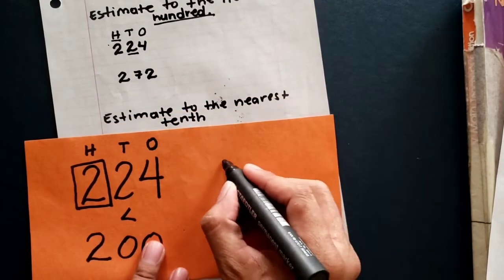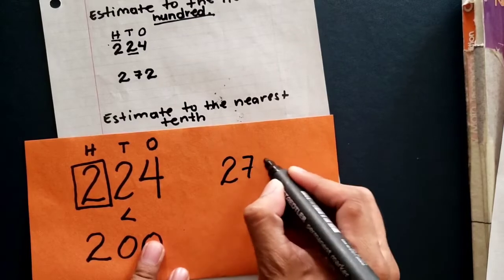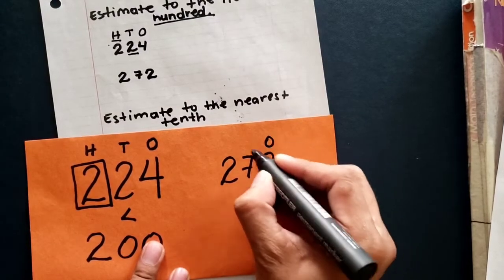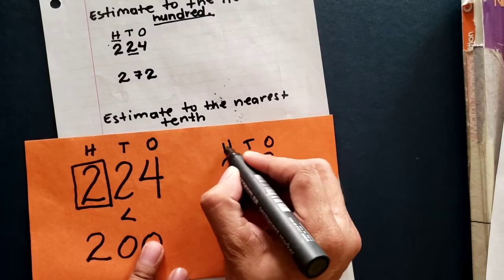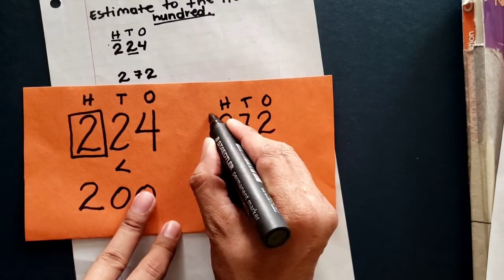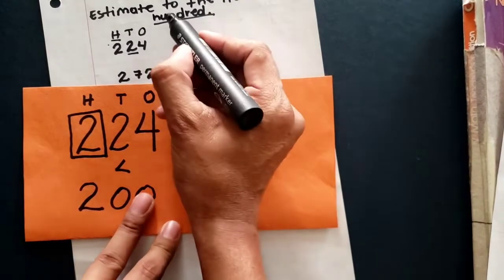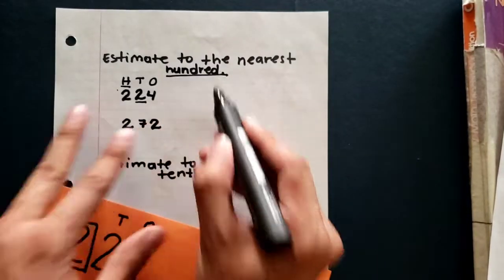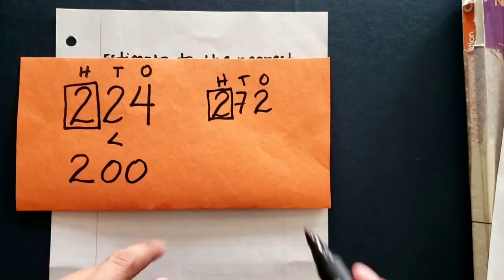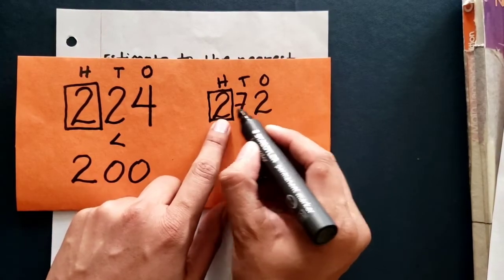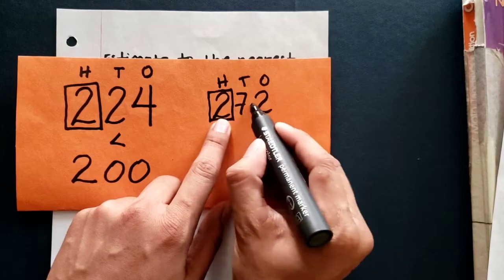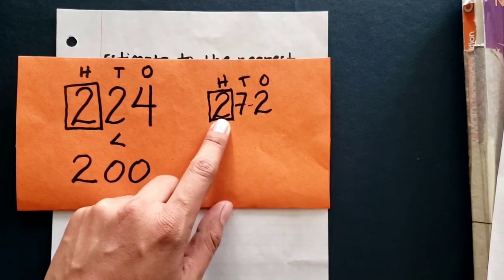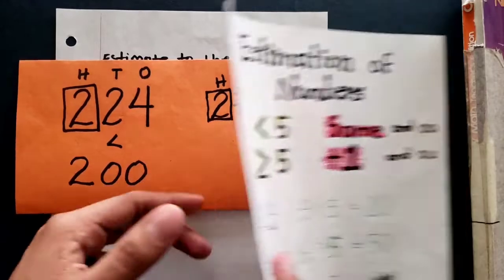I'm going to explain another one so I can make the topic clear. I have 272. I write the place value. I look for the number that I need, which is this, because I am estimating to the nearest 100. In the exercise, they say the nearest 100. I look at the number that is next to the 100. Which is the number next to the 100? 7.